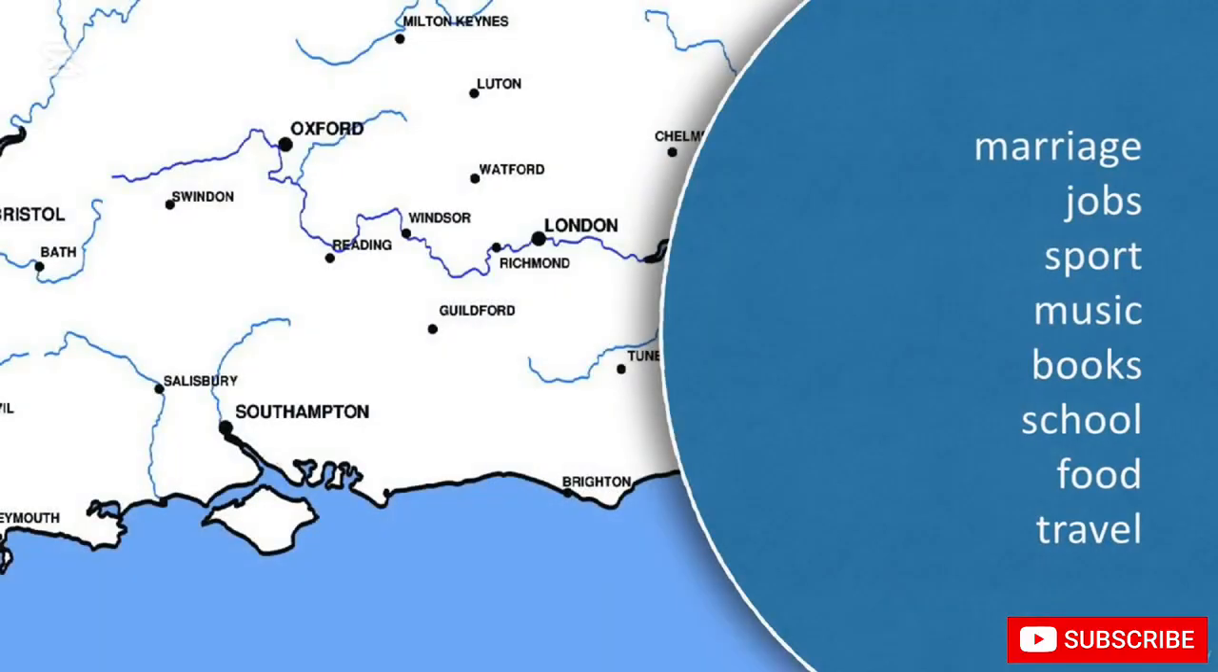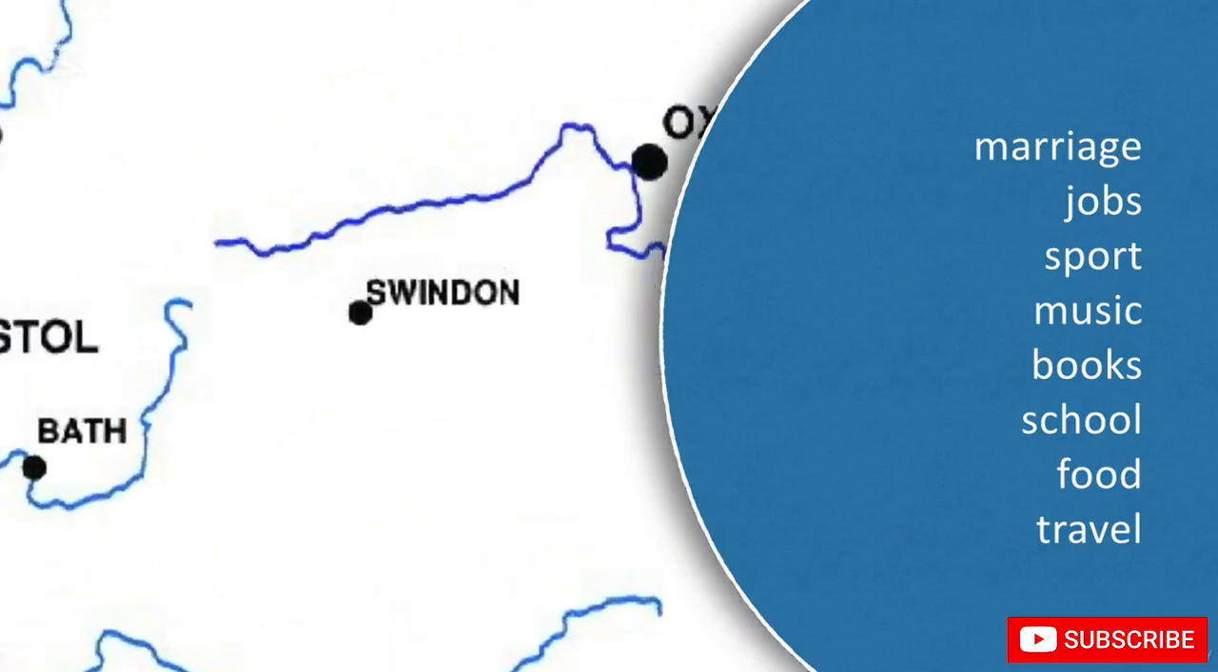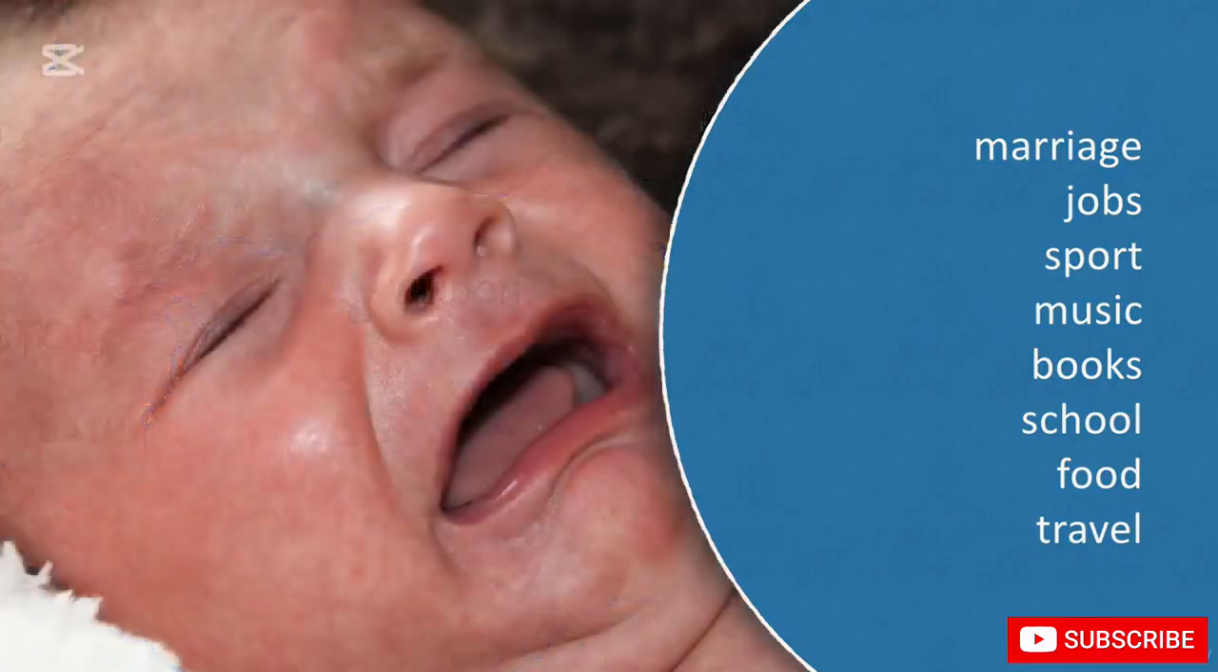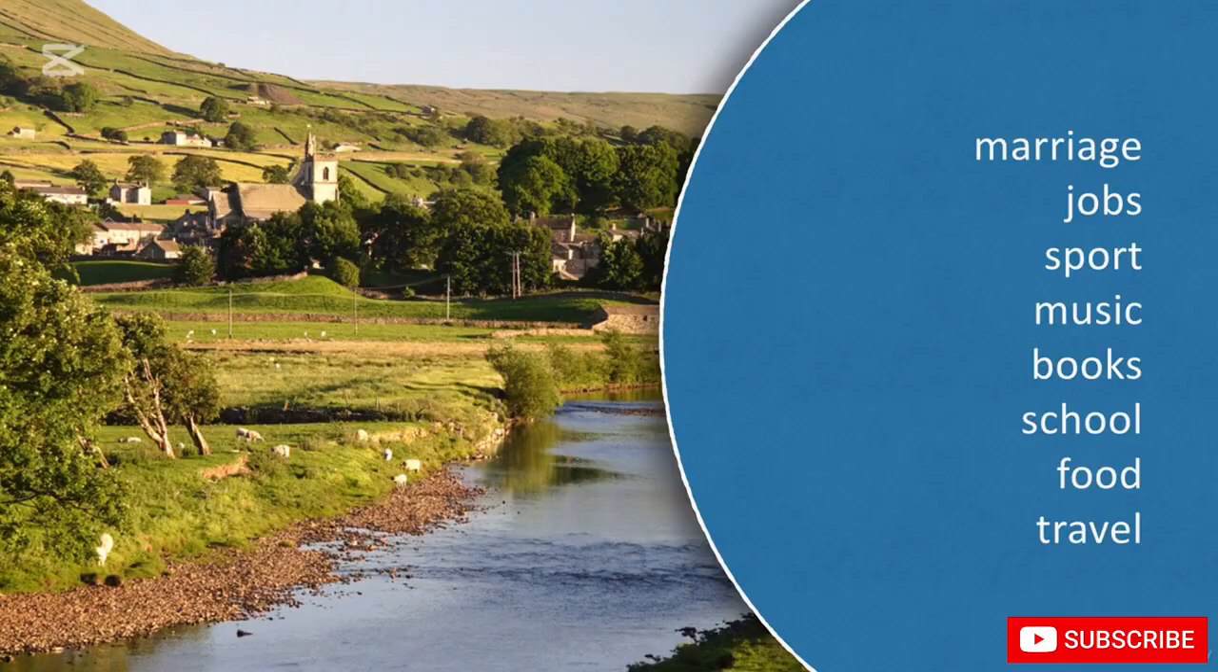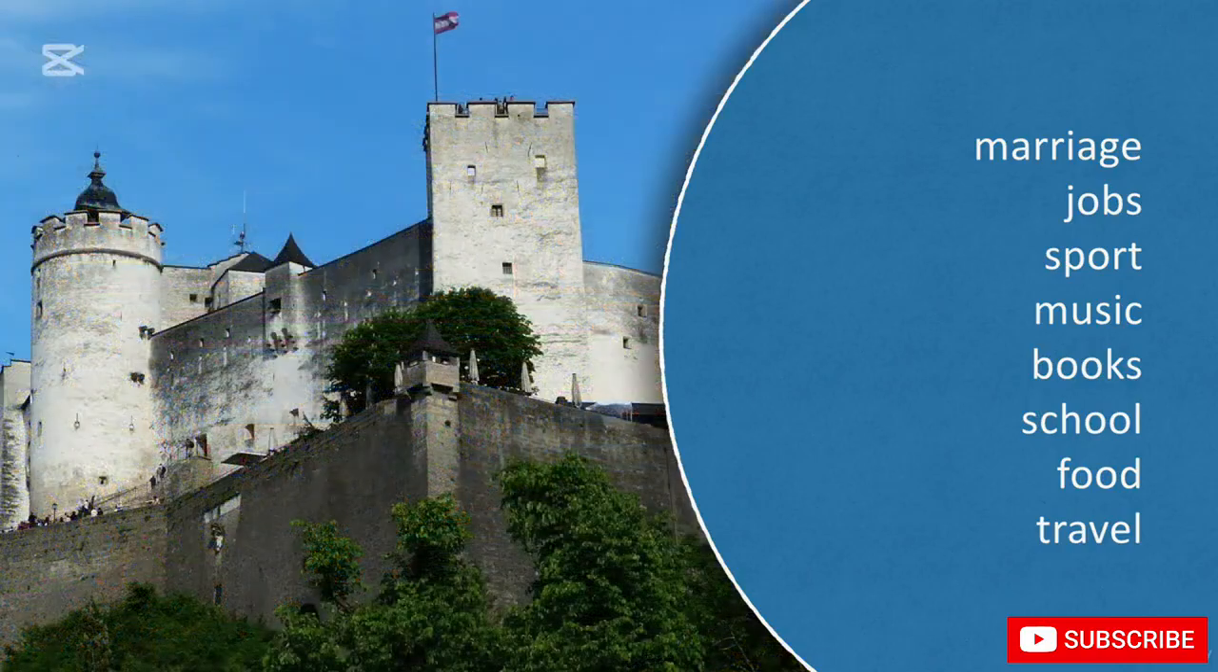I was born in 1968 in a place called Swindon, which is a town in the south of England. I was the youngest of 3 sons. I spent most of my childhood in the north of England. I was really happy at school. English and history were my favourite subjects.